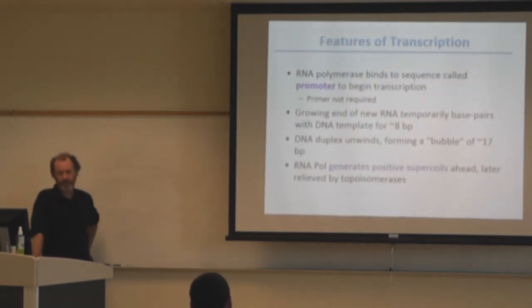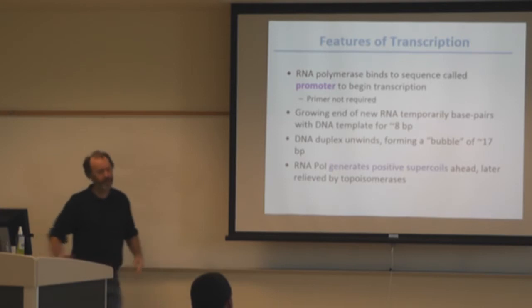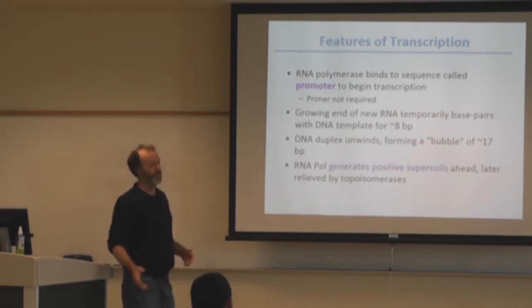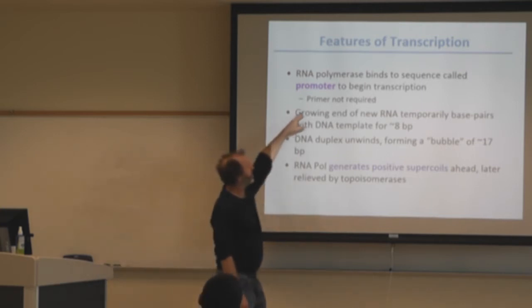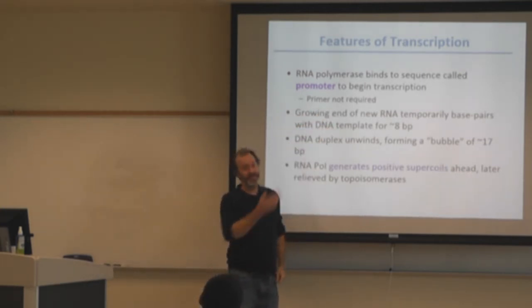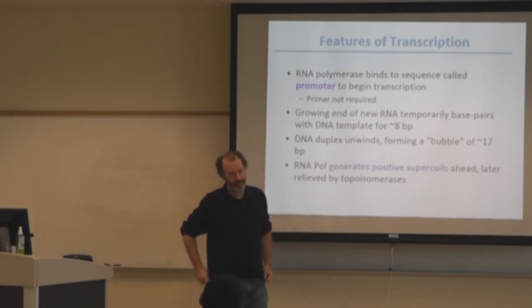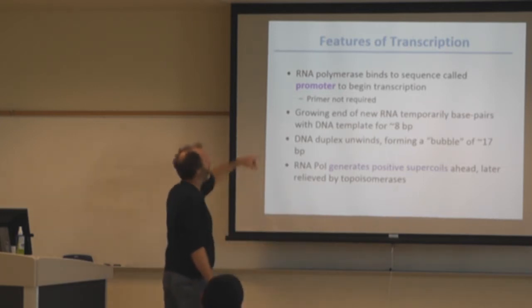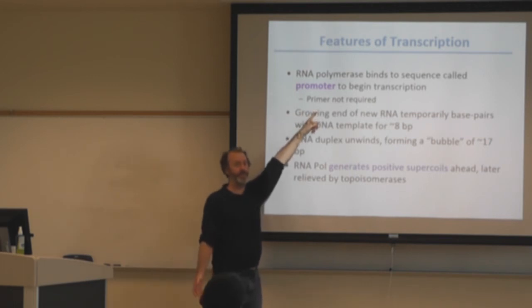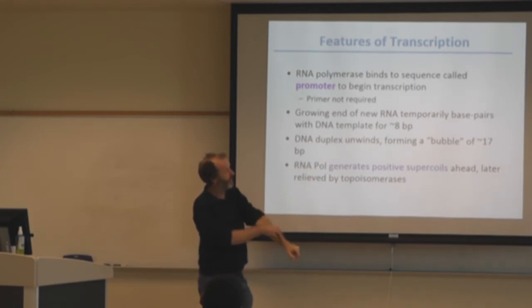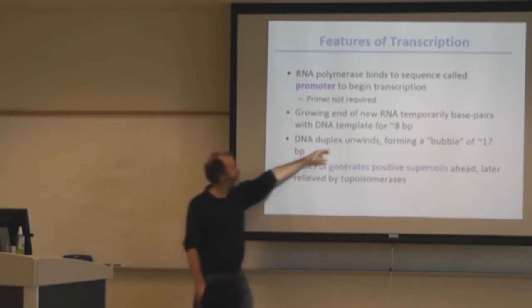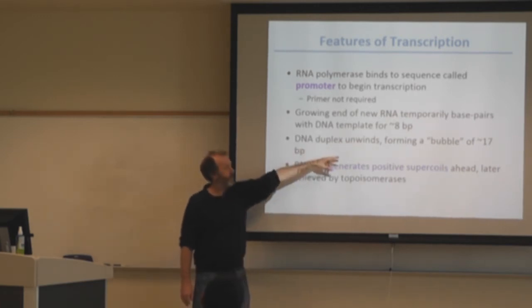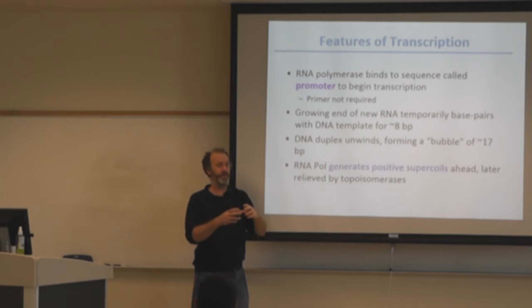So, features of transcription. RNA polymerase is going to bind to a sequence in the DNA known as the promoter. So promoters recruit RNA polymerase, and that's going to begin transcription. Another thing that's different than DNA polymerase is we don't need a primer to start RNA transcription. No primer necessary. The growing new RNA temporarily base pairs with the DNA template for about 8 base pairs. The DNA duplex unwinds, forming a bubble. This is called the transcription bubble.